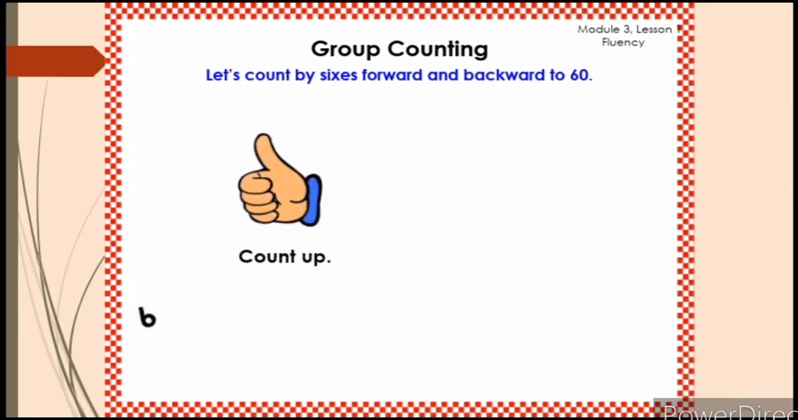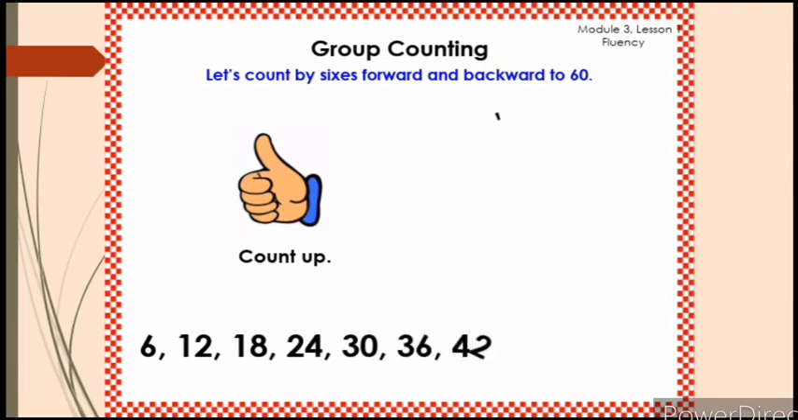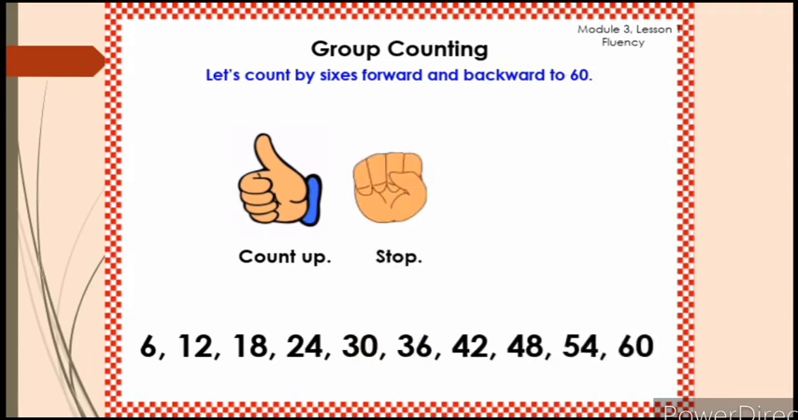Let's go. 6, 12, 18, 24, 30, 36, 42, 48, 54, and 60. Then we stop. I believe you got the numbers right. Yes, so these are the numbers we have when we count in 6. That's great. Now, can you count down? I know you can. Have you done that?